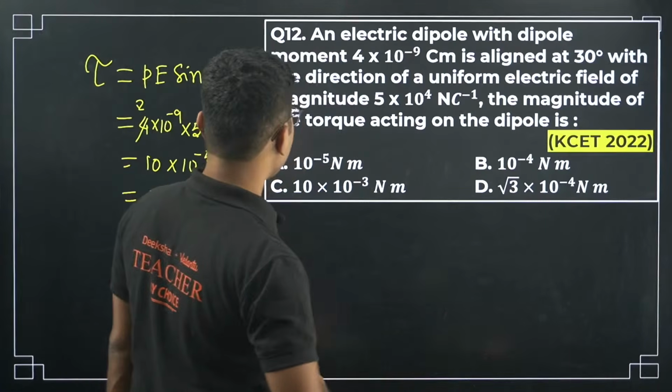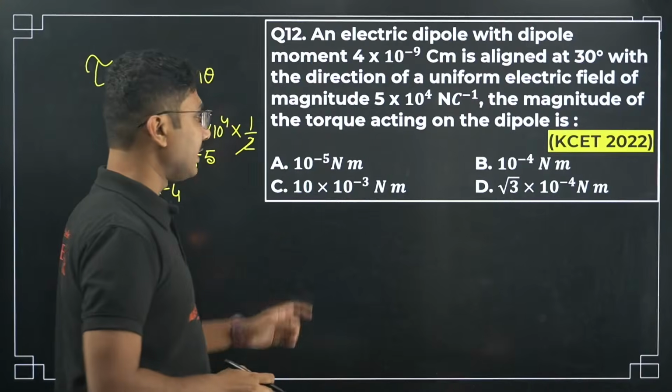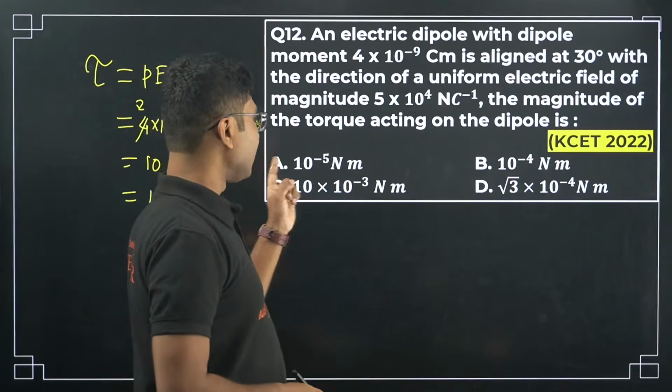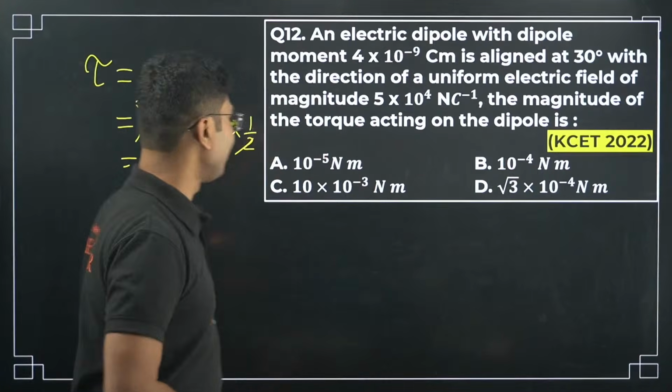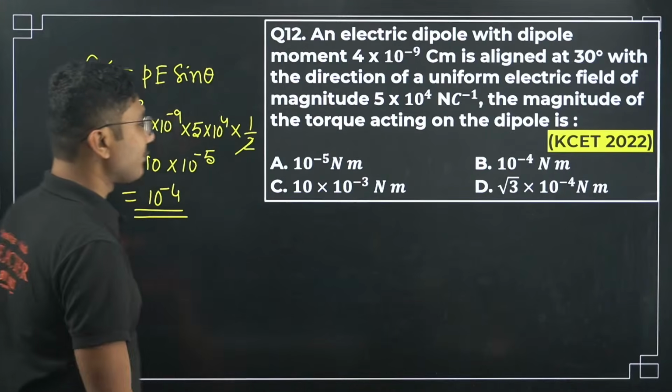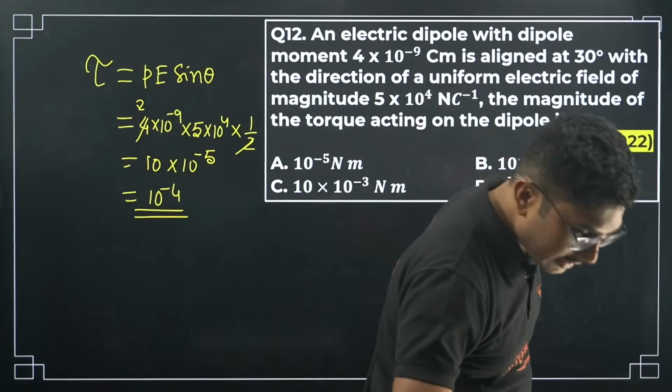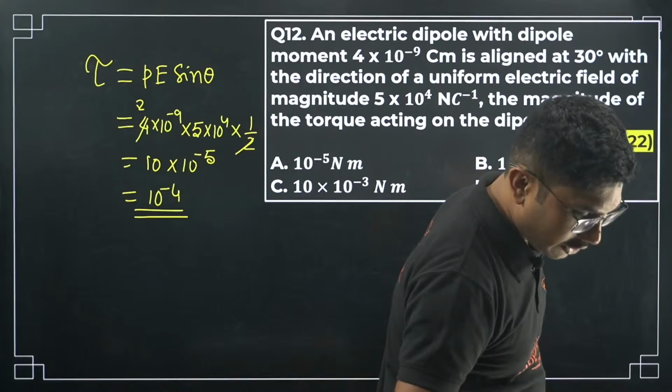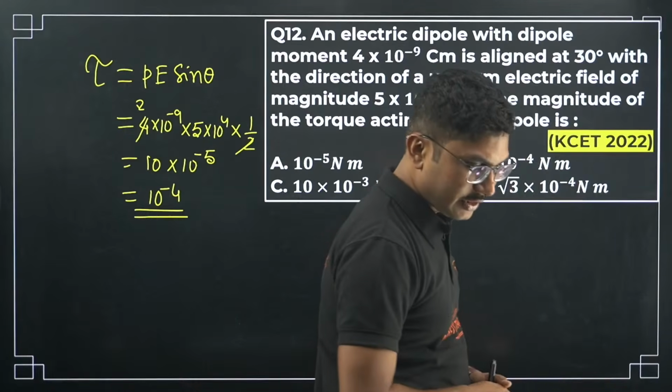If you are not careful, then there will be a mistake, that there is a 10 to the power of minus 5, 10 to the power of minus 4. So be careful, complete the calculation properly and answer it. Yes, cross product always gives you sine. Yes, correct.